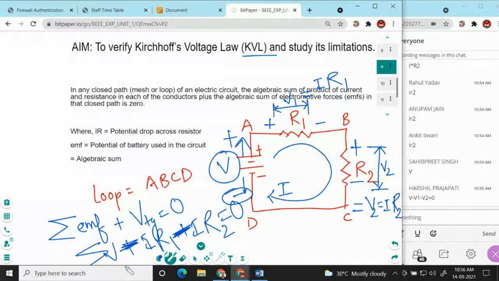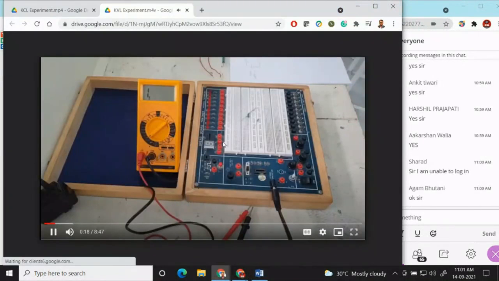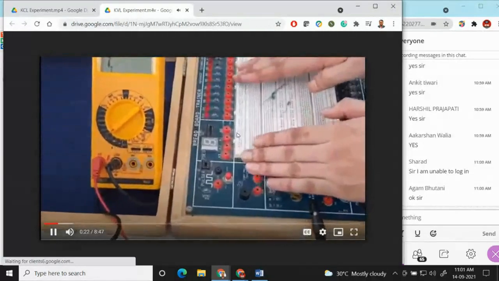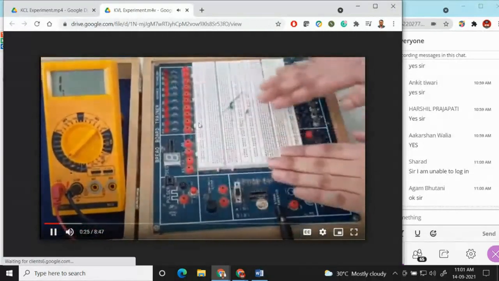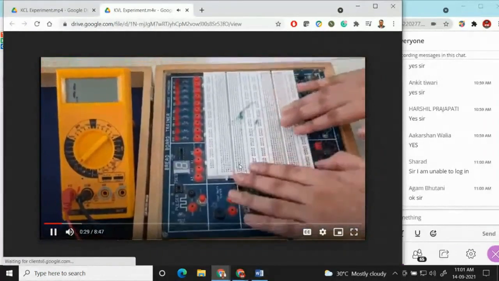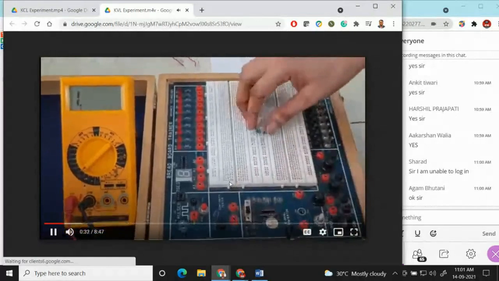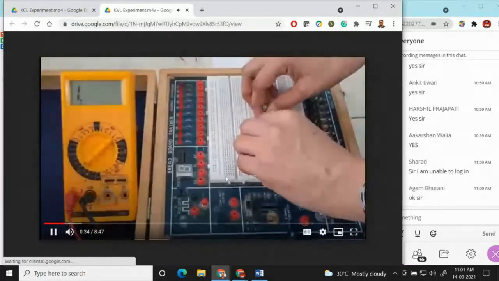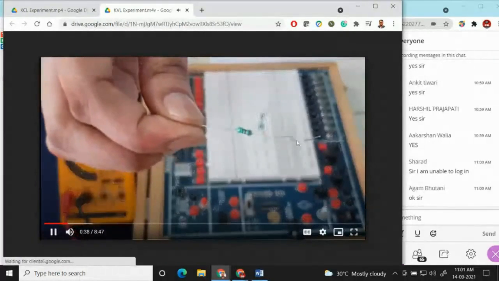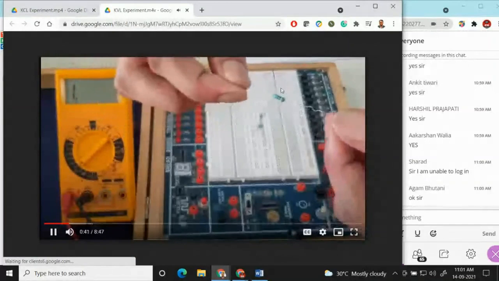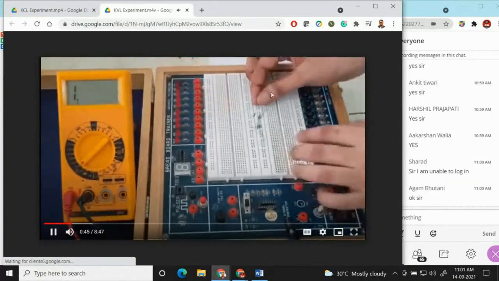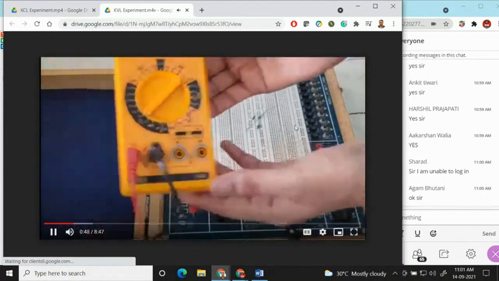minus I into R2. It has some horizontal lines and some vertical lines. These horizontal lines are connected horizontally, whereas these vertical lines are connected vertically. So when you connect any connection right here, all these connections are shorted with each other. This is called a resistor. It has different colors. You can find out the resistor value with the help of this color coding.